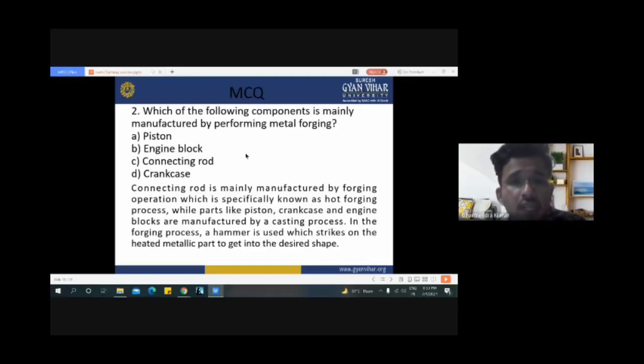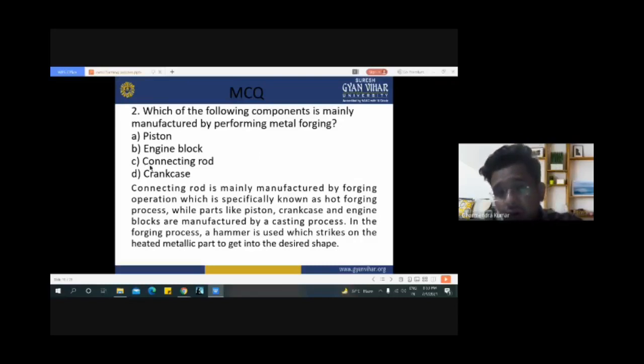Another question is: which of the following components is mainly manufactured by metal forging? We have seen that the forging process uses an open die or closed die, applying mechanical force or hydraulic force, or we can say that hammering is necessary in the forging process. There are various components of an engine, and the question is asking which component is manufactured by the metal forging process.